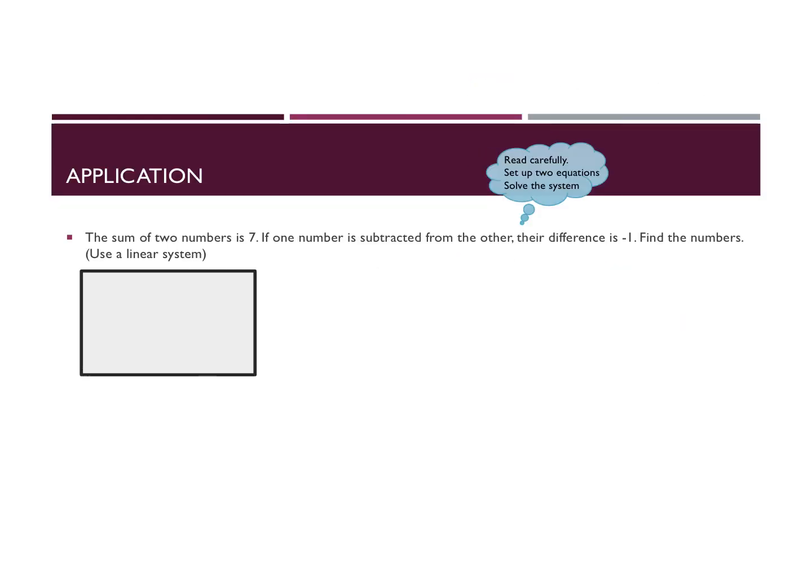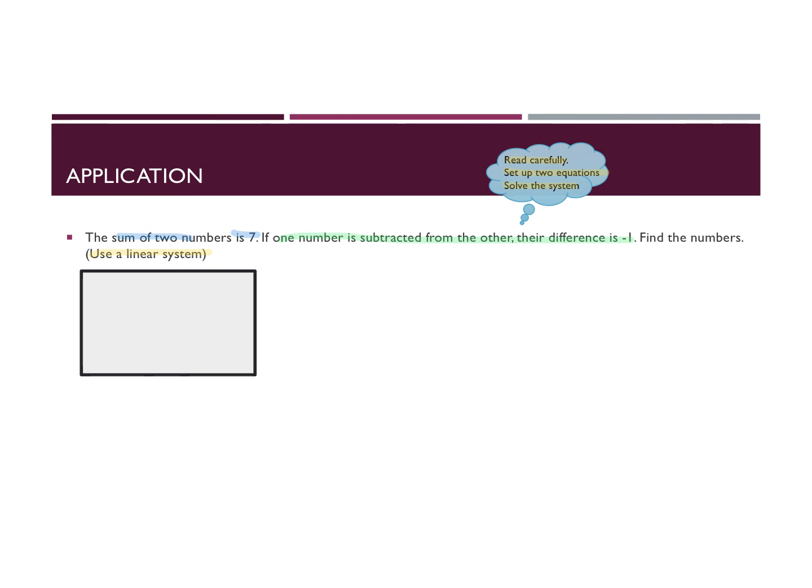The final type of problem is a story problem, and you will have story problems on the formative and on the summative. But notice we have the sum of two numbers is 7. We have if one number is subtracted from the other, the difference is -1, and we want to find the two numbers. Note in parentheses it says we're going to use a linear system. So my words of wisdom is to read the situation a few times, read carefully, set up two equations, and then solve the resulting system.